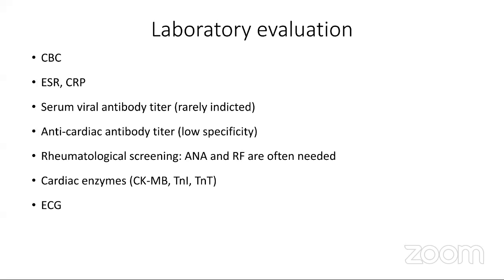Anticardiac antibody test, low specificity. Rheumatologic screening, antinuclear antibody or rheumatoid factor, are often needed. However, a special form for scleroderma or polymyositis or Wegener granulomatosis is not done routinely. It is done upon clinical suspicion only.